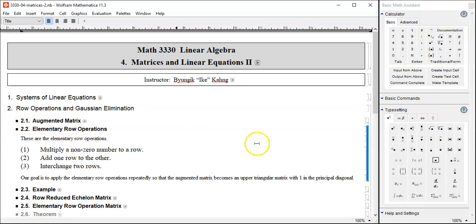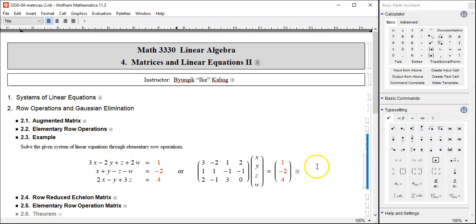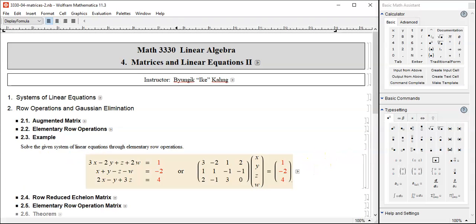What are elementary row operations? Here they are: multiplying a non-zero number to an entire row, adding one row to the other, and finally interchanging two rows. Those are the elementary row operations. And what are the applications that we have to consider? There are three. One of them we already did: solving a system of linear equations.